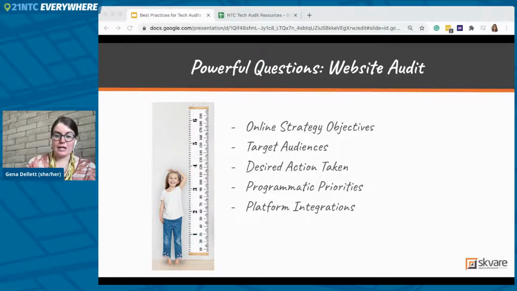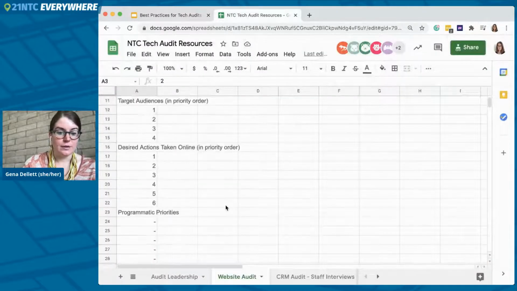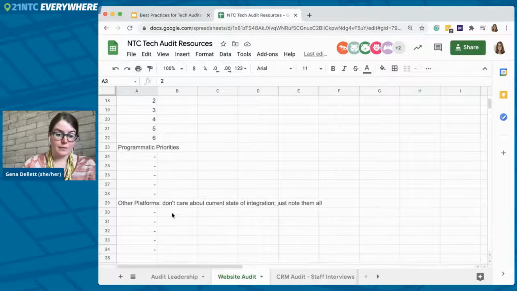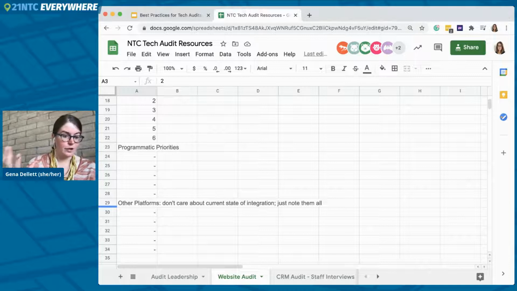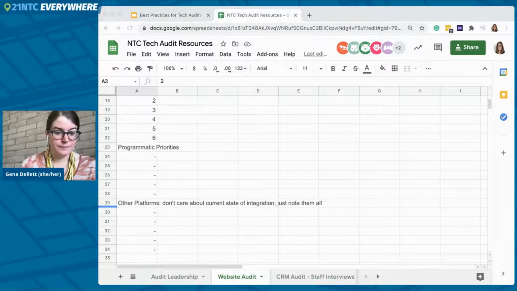So after desired actions, thinking about what your programmatic priorities are and how those have shifted or have not shifted, and then also what your platform integrations are. And so when we think about other platforms, at this point, it's important to not necessarily care about what the state of integration is with your website, but just reminding yourself and listing them out, what they are, because that's the sort of fresh perspective. Because sometimes if it's not approached in that way, then there's things that are left off the table.